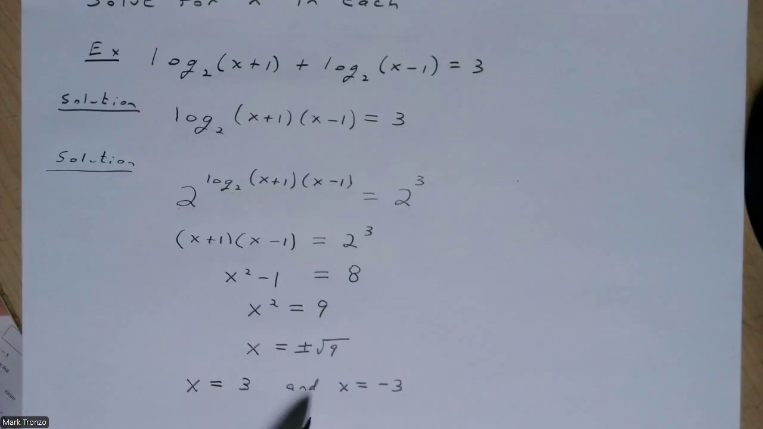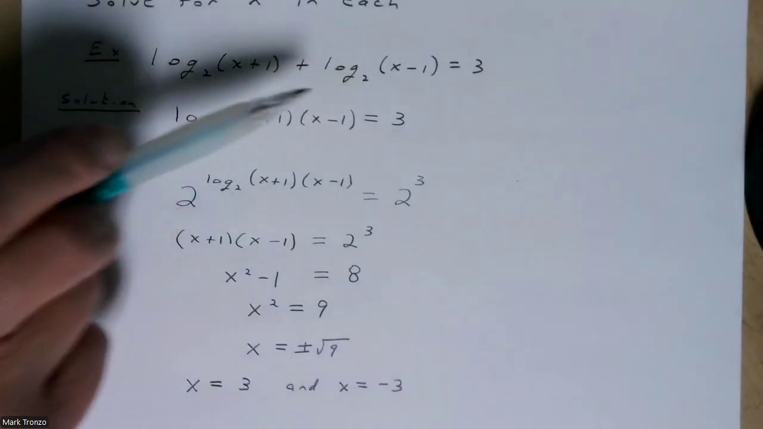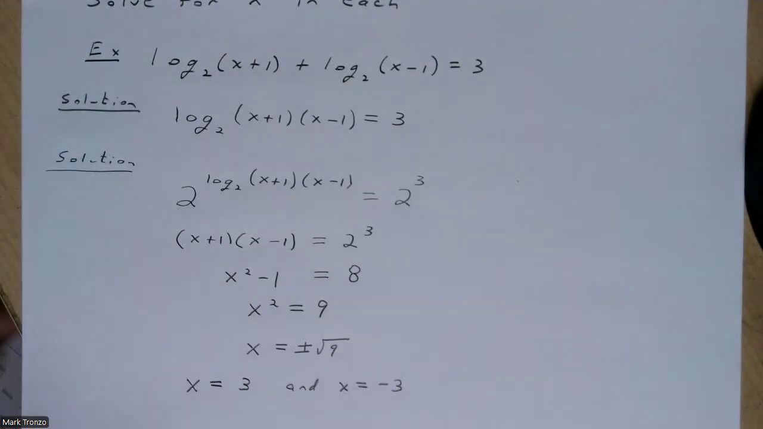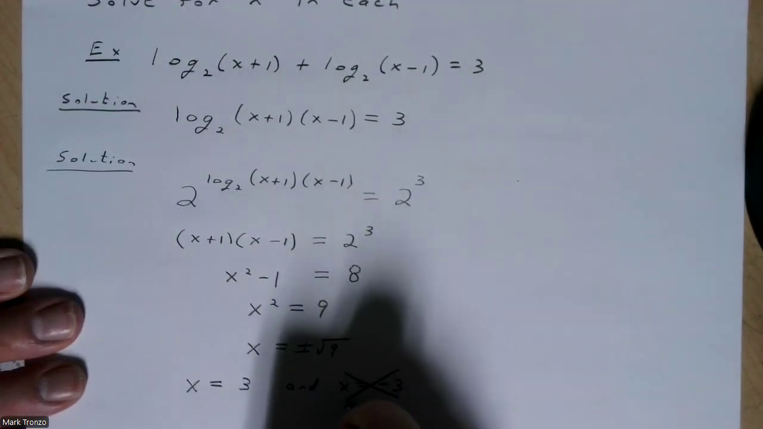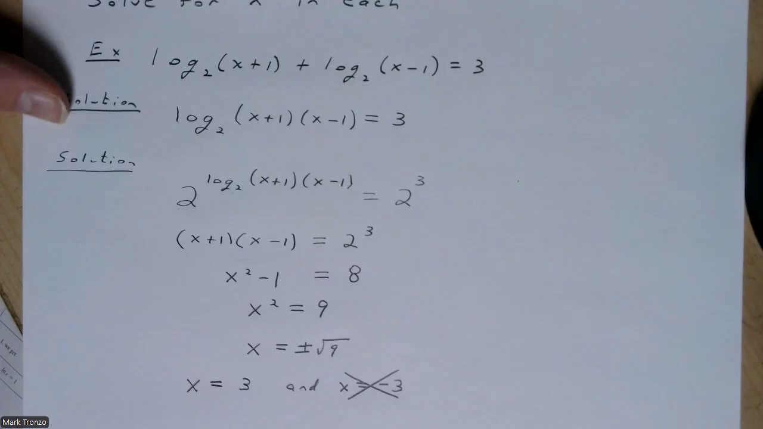So even though we got 2 answers, when you put it back into the original just to check it, you can't have a negative number in there. So that means we can cross that one out. Only this one works. So let's look at some more.